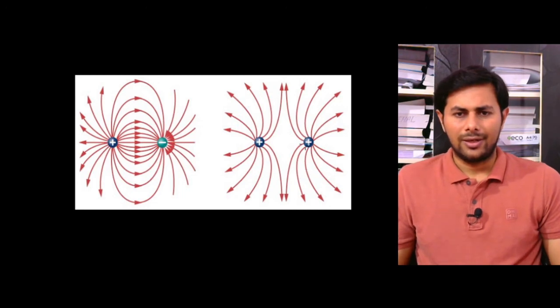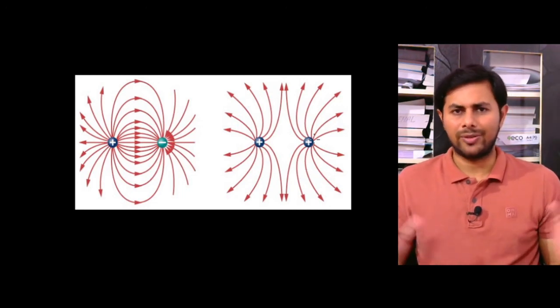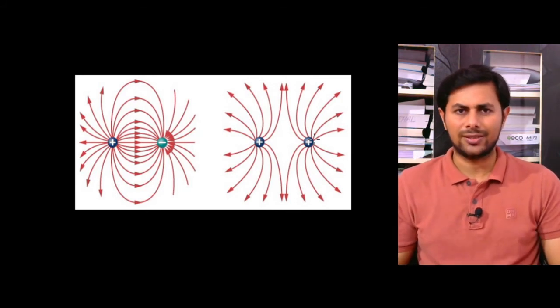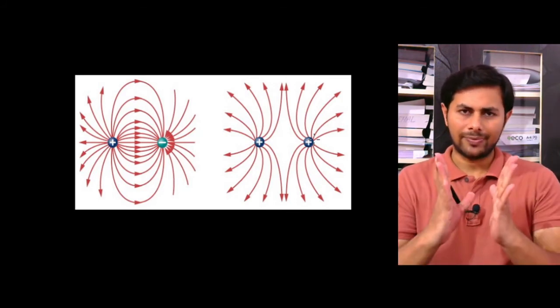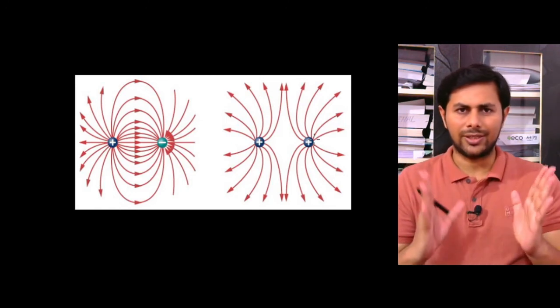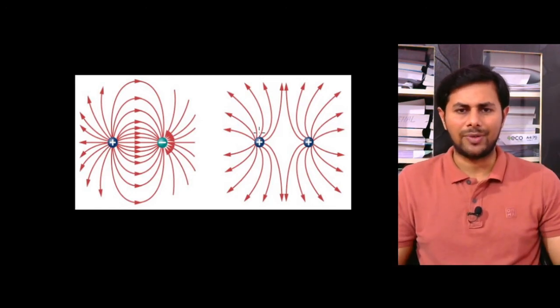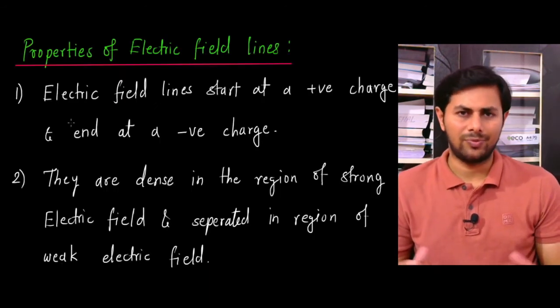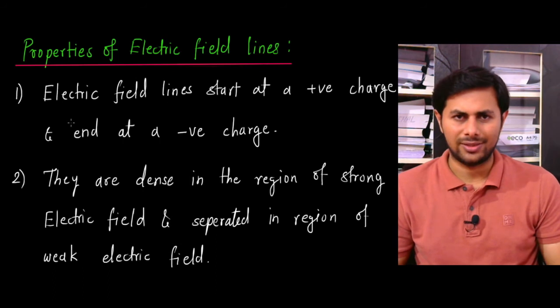Okay, and in this case we have two positive charges, so there will be repulsion between the two positive charges, and therefore the electric field lines due to those charges put a pressure onto each other, and therefore they get modified like this. Okay, now let's look at some properties of electric field lines.